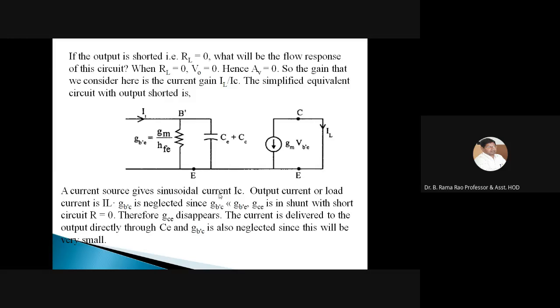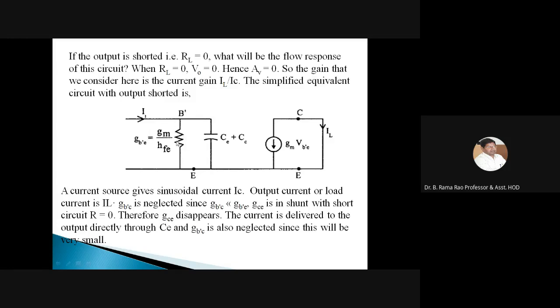If the output is short circuited, the value of RL is equal to 0. So when RL is equal to 0, the value of V0 is equal to 0. The gain we consider for this circuit is the current gain IL by IC. There is no AV because it is a short circuit. This is the simplified equivalent circuit when the output is shorted. If you short the output, you get the modified hybrid pi circuit like this, by using Miller's theorem.